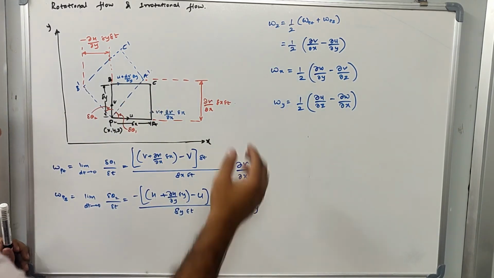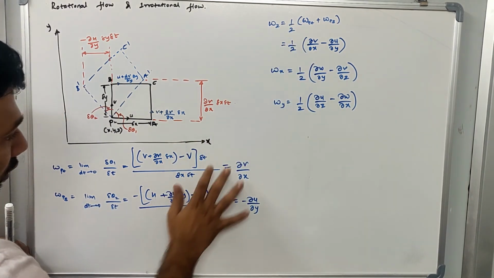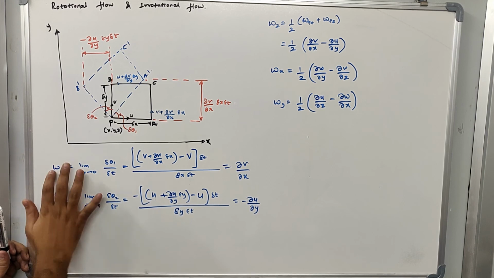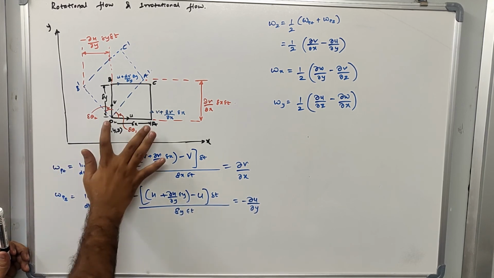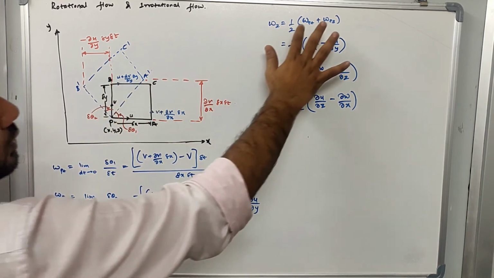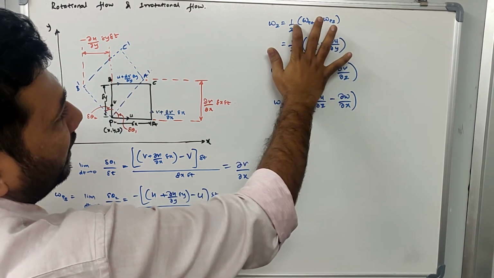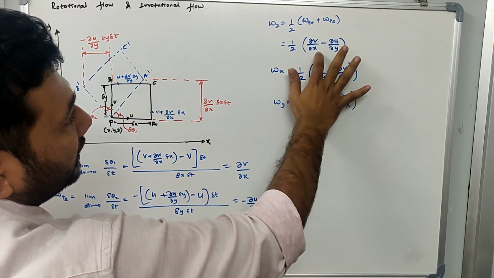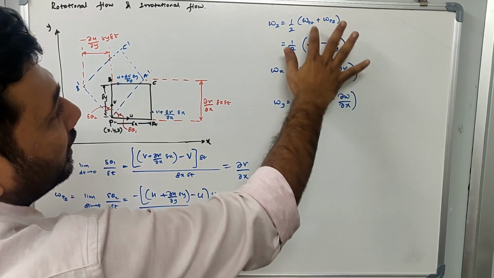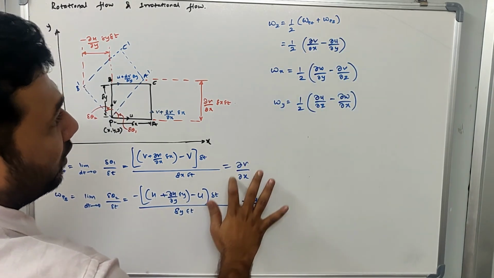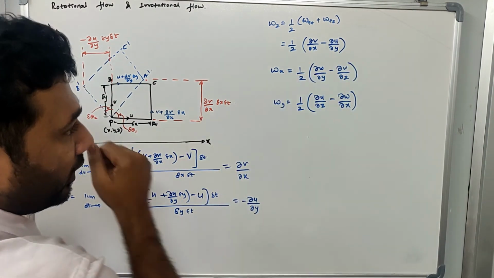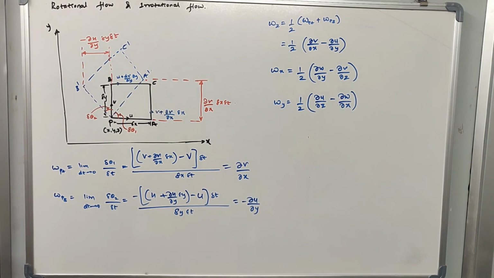Now how do we calculate the rotation component? It will be the average of the rotational components, or angular velocities, of the lines PA and PB. So WPA plus WPB divided by 2 will give you WZ, which is 1 by 2 into dou v by dou x minus dou u by dou y. WPA is dou v by dou x, and WPB is minus dou u by dou y. Now similarly you can solve for the x direction and y direction also.